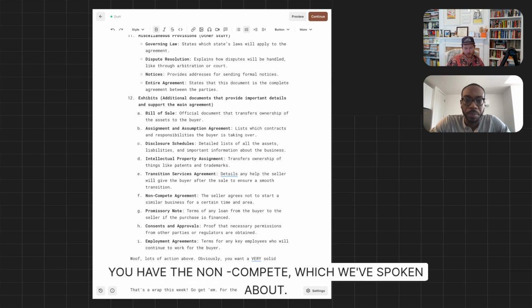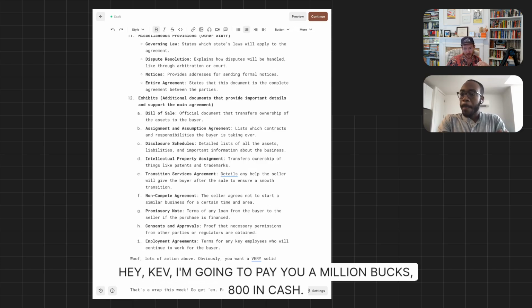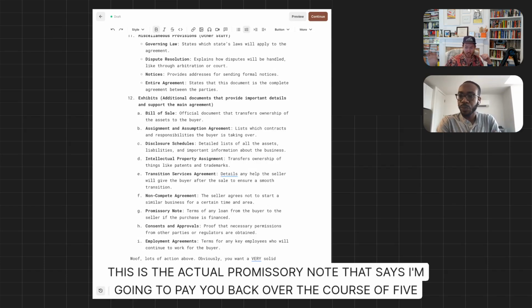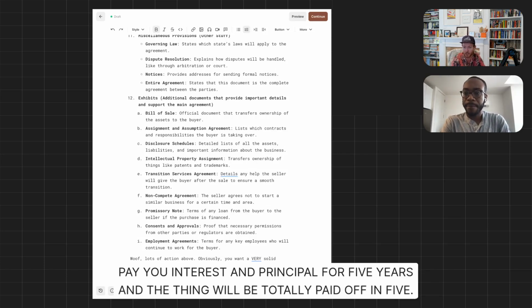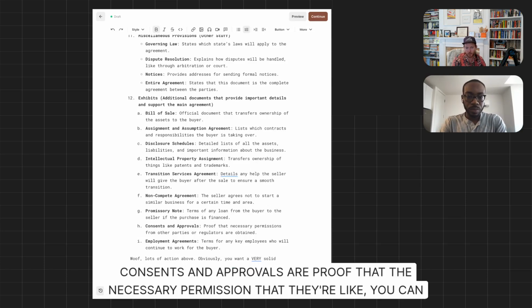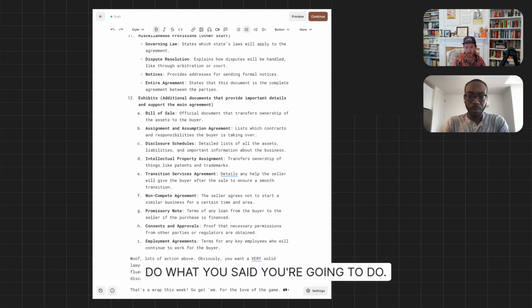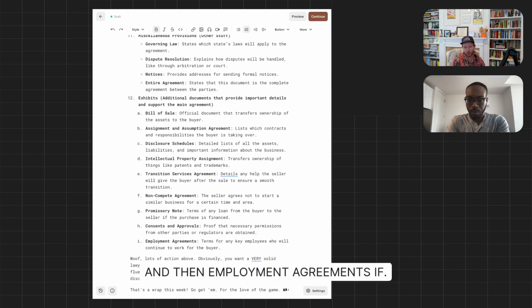You have the non-compete, which we've spoken about. Maybe there's a promissory note. Back to our example: Hey, Kev, I'm going to pay you $1 million, 800 in cash, and here's 200K in a promissory note. This is the actual promissory note that says I'm going to pay you back over the course of 5 years, interest only, with 200K at the end of 5 years, or interest and principal for 5 years so the thing is totally paid off in 5. Again, a lot of flavors of that. Consents and approvals are proof that you have the necessary permission to do what you said you're going to do, that you have the right to sell the assets, that there are no weird claims on any of the assets. And then employment agreements if the buyer is buying some of those.